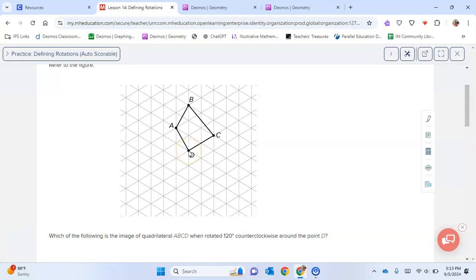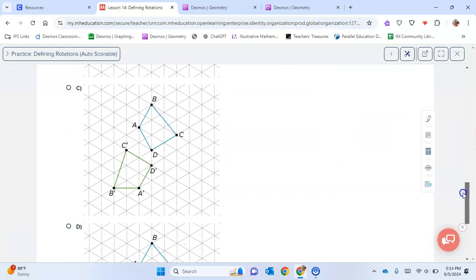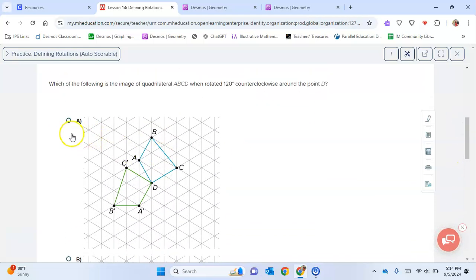So if I'm going to rotate this figure around point D, the image of D will be D, not D prime. Okay, this one, the image of D is D. You can see D did not move. The other ones, you can see that D did move. If you measure D A prime, that would be 120 degrees.